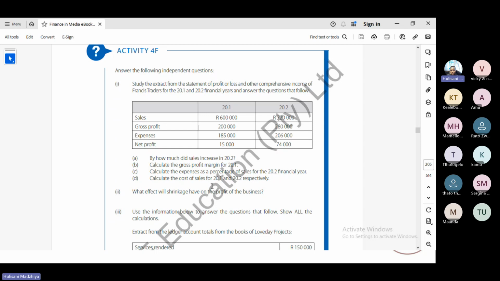Please attempt all of these, A, B, C and D, in the meantime and send me your answers on the chat section. I'll give you the next 10 minutes to write all of those and then send them on the chat. You can just type them one by one: how much did sales increase by for 2.2 is A, then write B, C, and D, and then we'll be able to discuss the results afterwards.